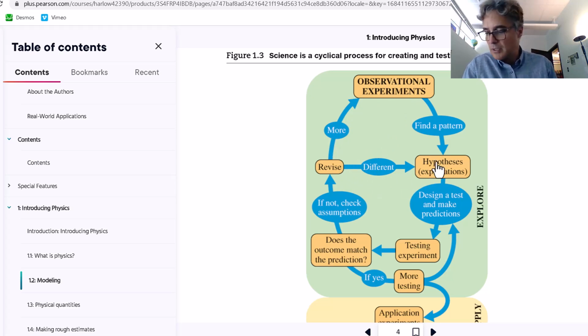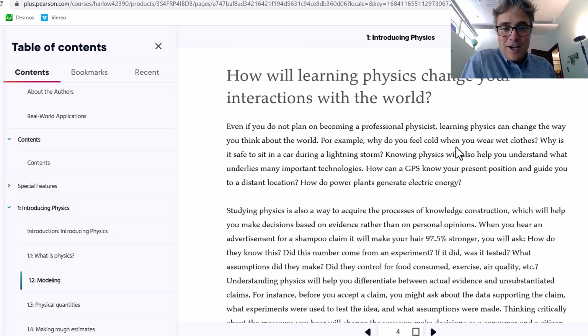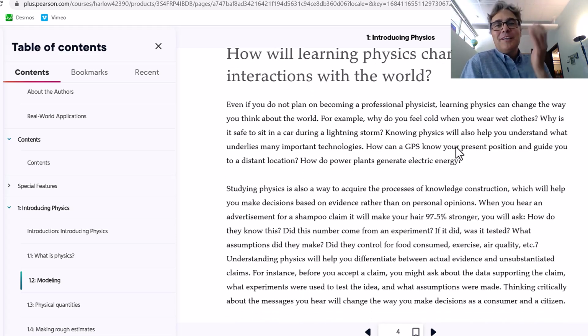The section ends with the question: how will learning physics change your interactions with the world? Hopefully you find some relevance in the material in this course.